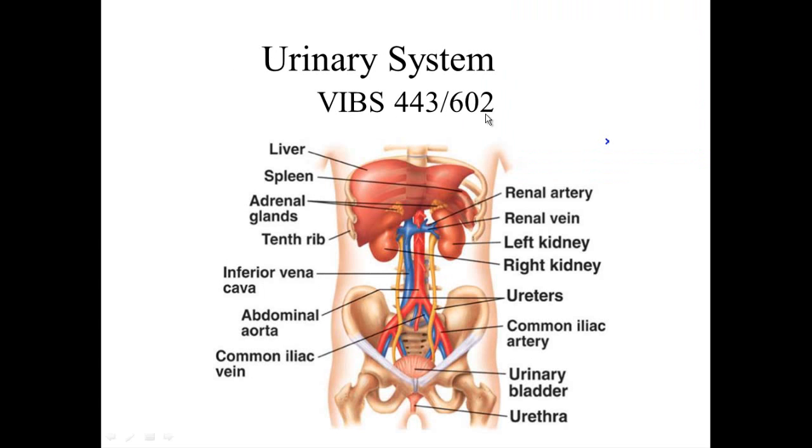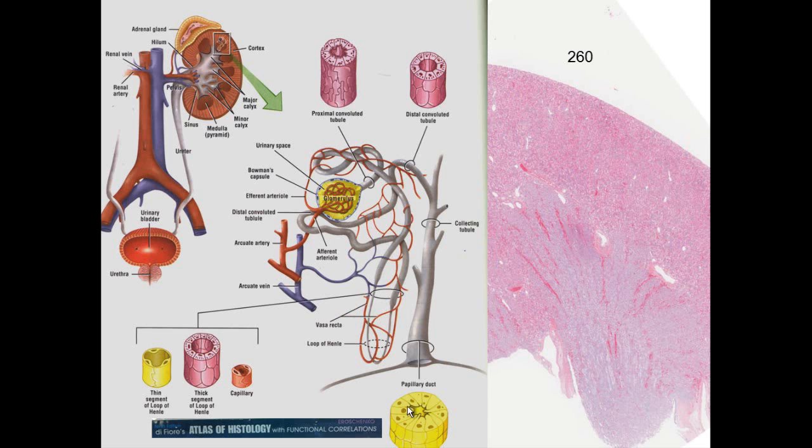So in the urinary system we can see the two kidneys on either side, major blood vessels, artery and veins, going into the hilus region of the kidney, and then we see ureters coming down from each kidney into the urinary bladder, and then ultimately fluid would come out the urethra.